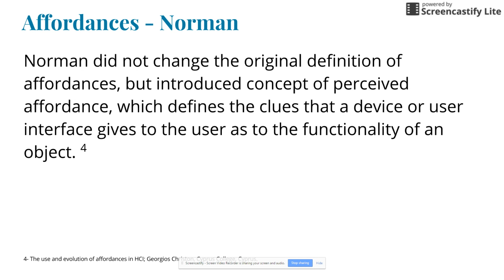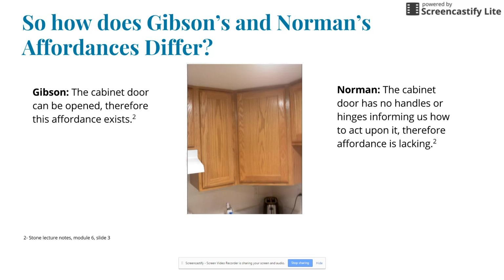Norman did not change the original definition of affordances, but he introduced the concept of perceived affordance, which defines clues that a device or a user interface gives to the user to function on an object. So how do these two terms differ from each other, right? Let's take the example of the cabinet door. Per Gibson, since the cabinet door can be opened, affordance exists. However, per Norman, the cabinet door has no handles or hinges informing us on how to act upon it. Therefore, affordance is lacking here.